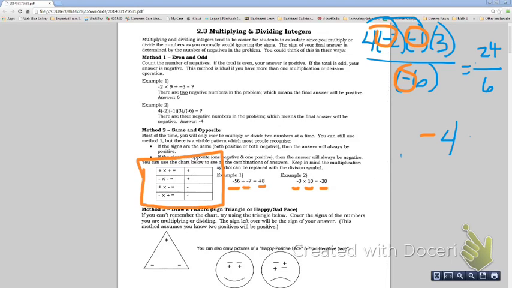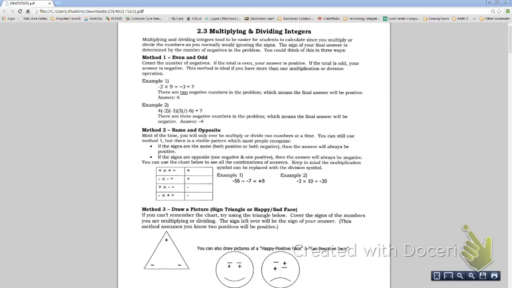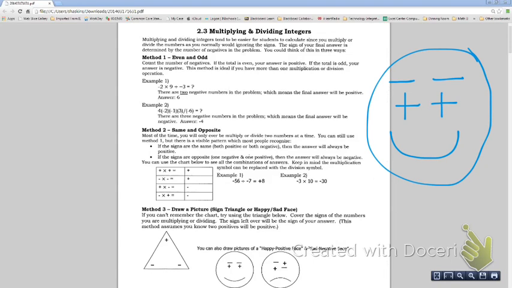If you can't remember the chart, you could draw a picture, and that's what method 3 is showing you. Even though I know a chart is sort of like a picture too, this little picture is of happy faces. If you can remember, a happy face is a positive and a sad face is a negative. If our signs are the same, both positive or both negative, it looks like two eyes and two eyebrows. There, he's happy. So if you ever have two numbers that are the same sign, then you have a positive person or a positive answer.